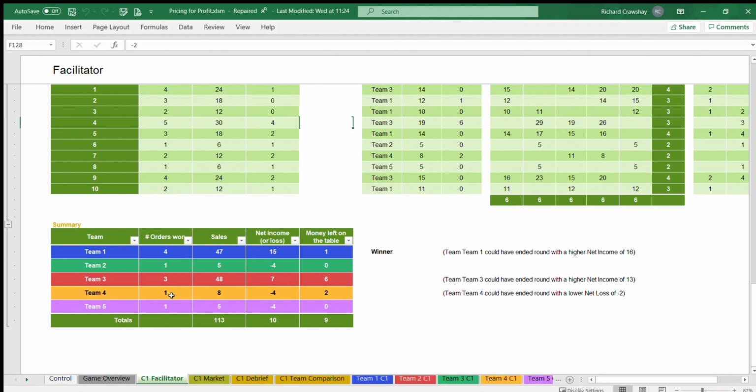Team 4 won 1 order, but they still made a loss of -4. They left 2 on the table. And team 5, again, only won 1 order, and they had a loss of 4.